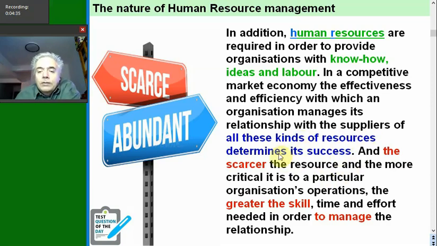So all kinds of resources determine success. In the case of human resources, it determines the right people for the right job.